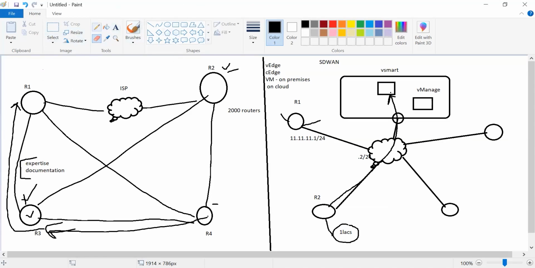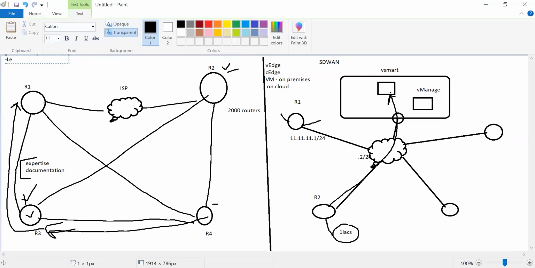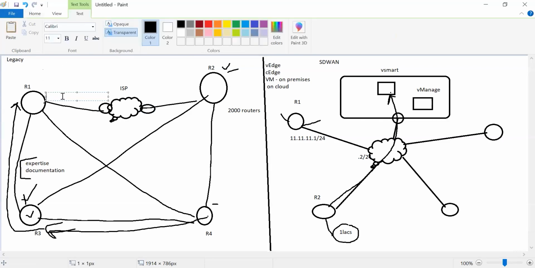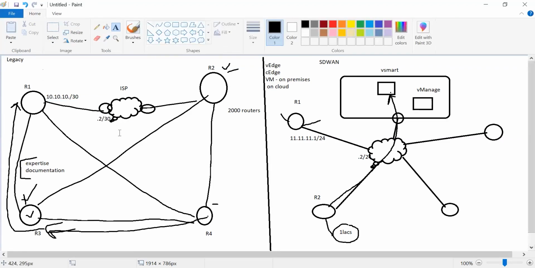So if you see on the legacy side, on the left hand side, let's suppose R1 and R2 are connected via an ISP, right? They can be MPLS private links, or they can be ILL, internet leased line. Now, let's suppose on this interface, we have IP address 10.10.10.1/30. Here we have .2/30. Are we good so far? Okay.